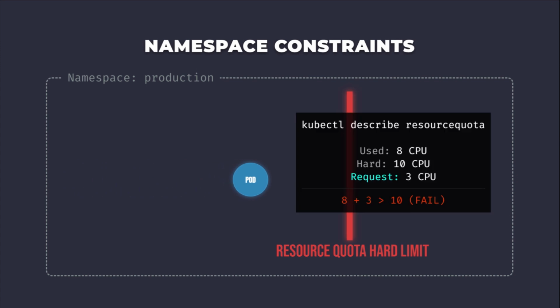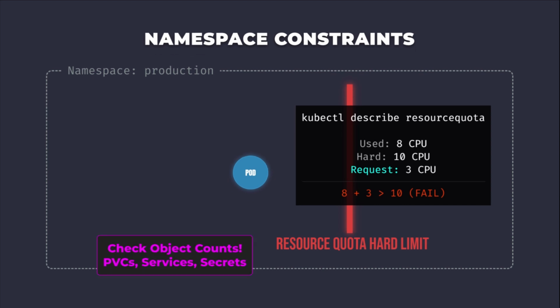Execute kubectl describe ResourceQuota in the target namespace. Verify if the pod's requested CPU or memory exceeds the quota hard limit defined for the namespace. If the pod definition omits requests, limit range objects might inject default values that subsequently violate the resource quota. Use kubectl get limitrange -o yaml to inspect these defaults and calculate the effective resource request.